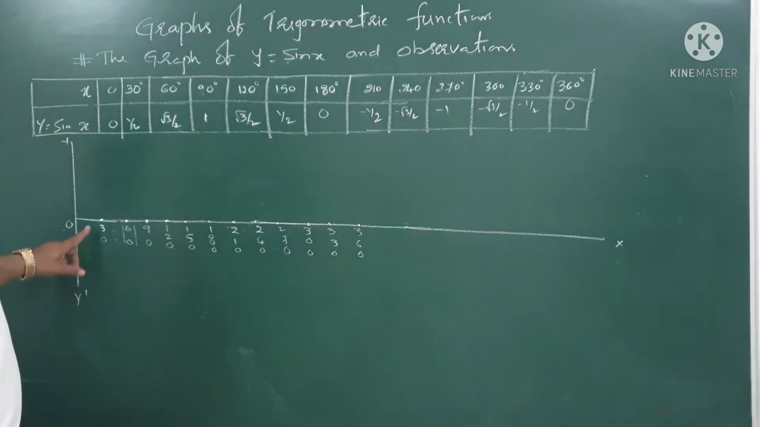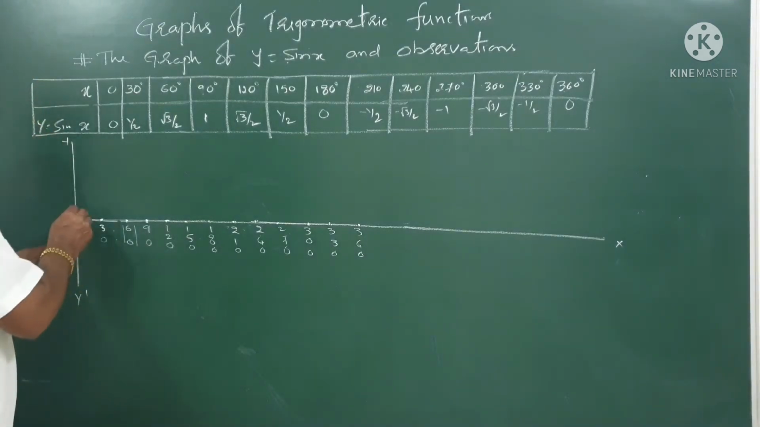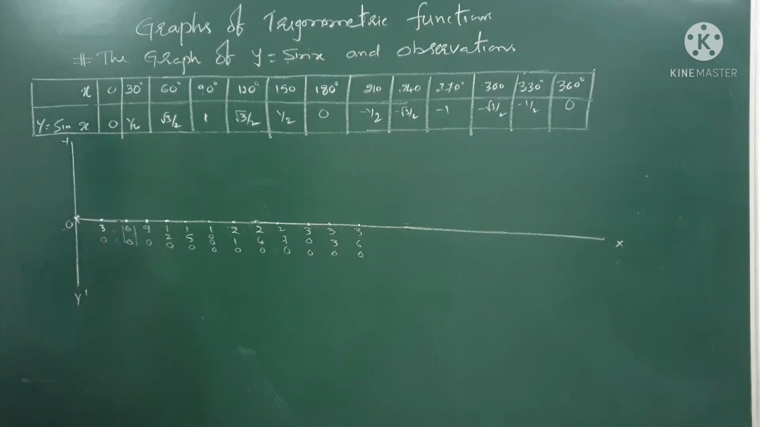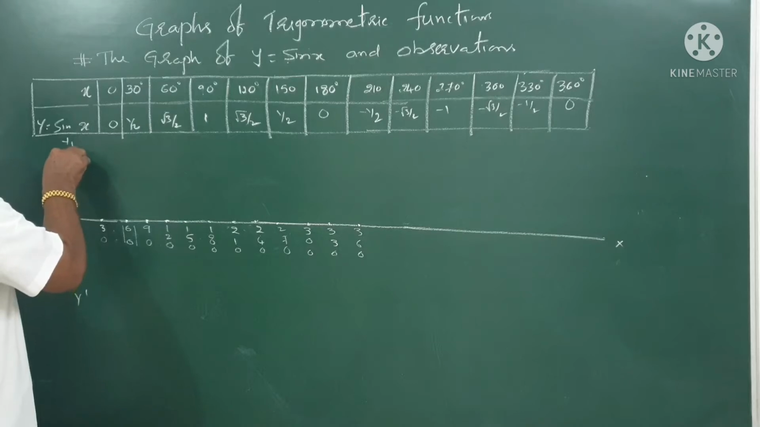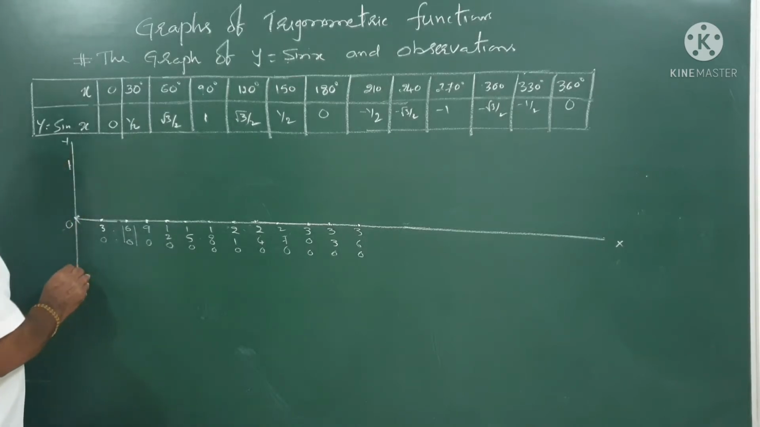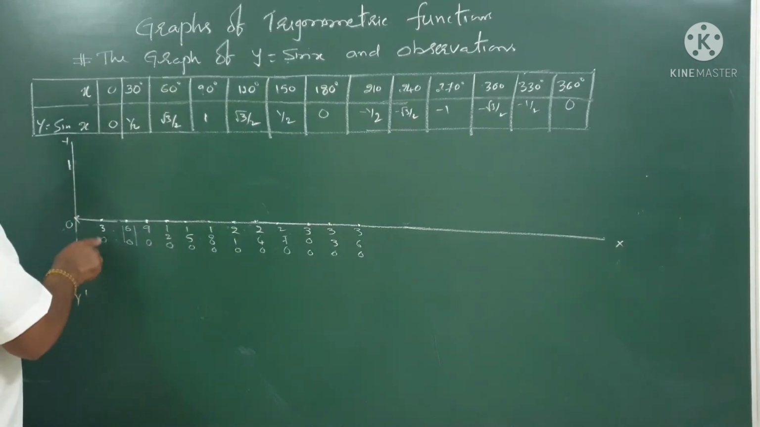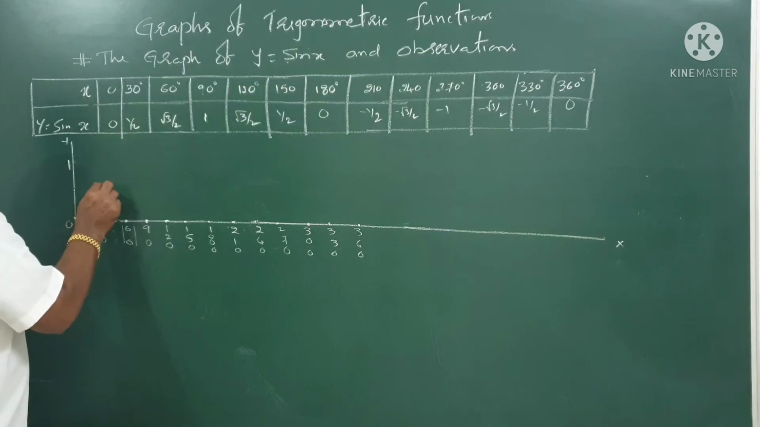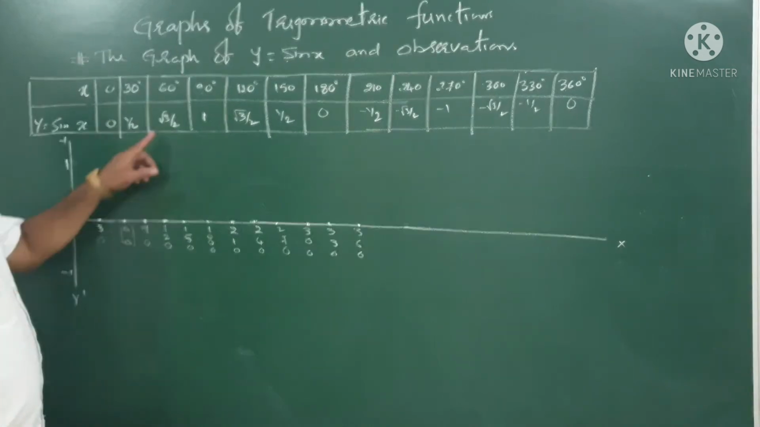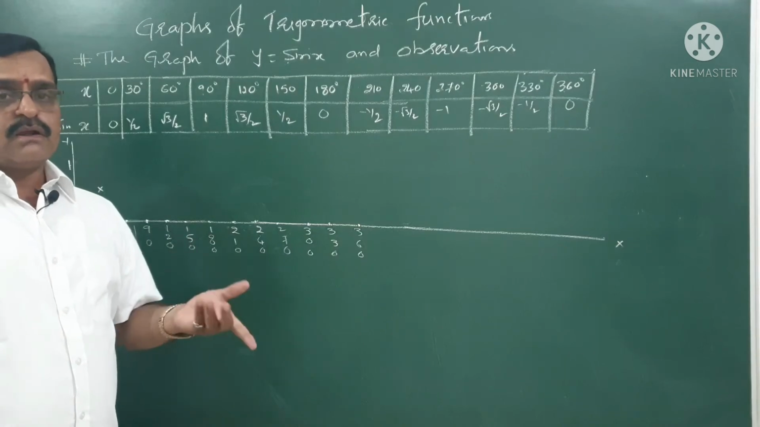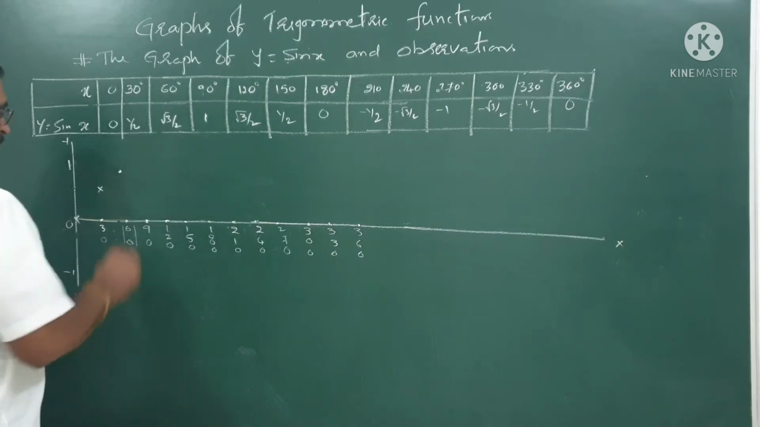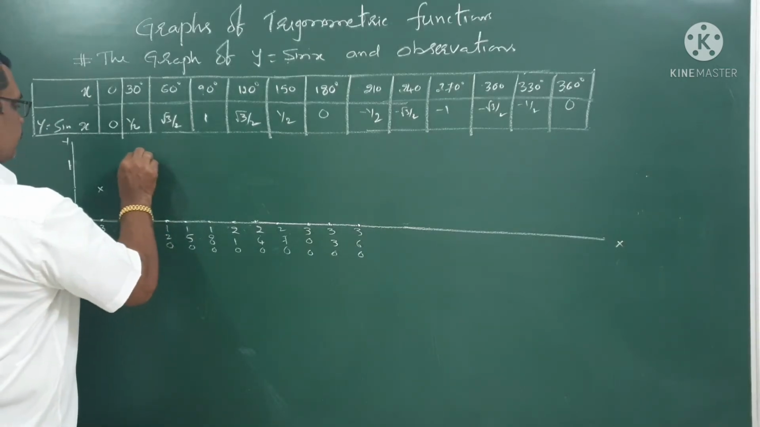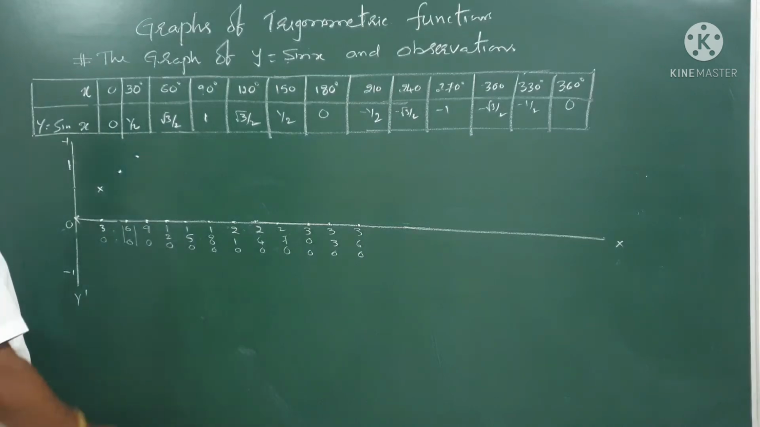Now sine 0, I got 0. Sine 30 is half. So somewhere I do one thing. I take this as 1 unit, and this is negative 1 unit. So sin 30, half, is exactly in between. So this is the graph. Sin 60 is root 3 by 2, which is approximately 0.86 or 0.87, somewhere here. And sin 90 is 1.